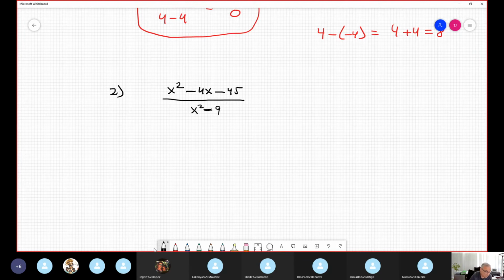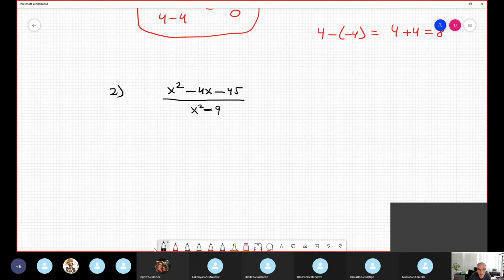Okay. Same question. Determine the value to make the rational expression undefined. Okay. So they're still confusing.